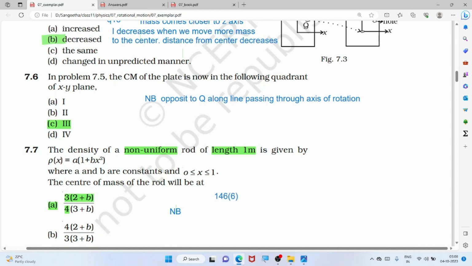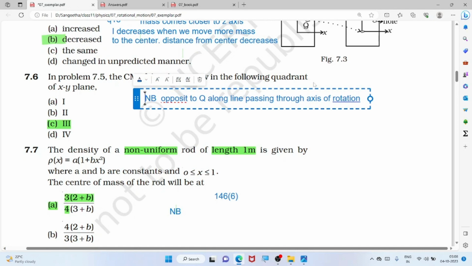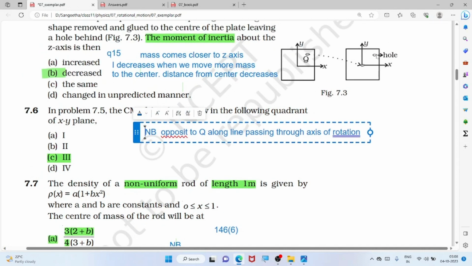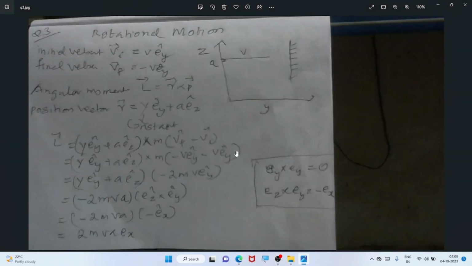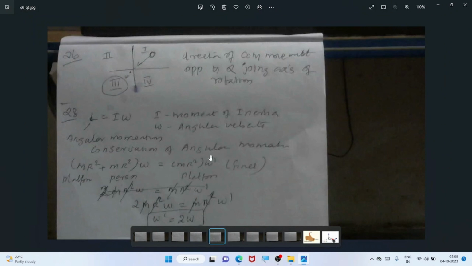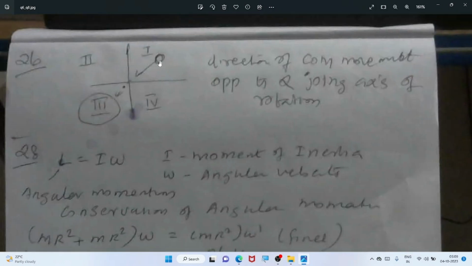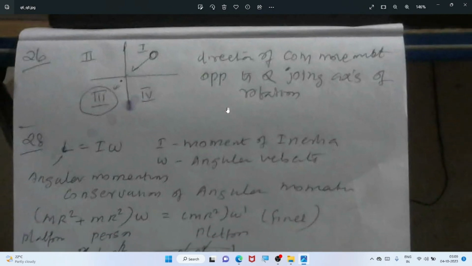The new center of mass will be in which quadrant? It will move in the opposite direction, along the line joining the center of mass, opposite to Q, so it will be in the third quadrant. It will be somewhere here in the third quadrant. The direction of the center of mass movement is opposite to Q, joining the axis of the rotation.